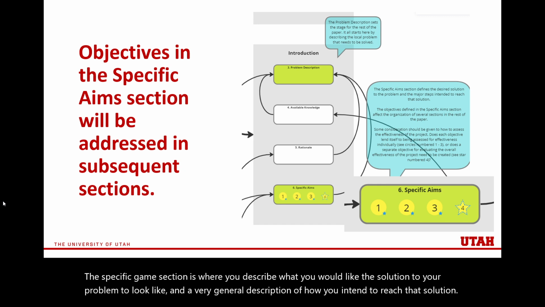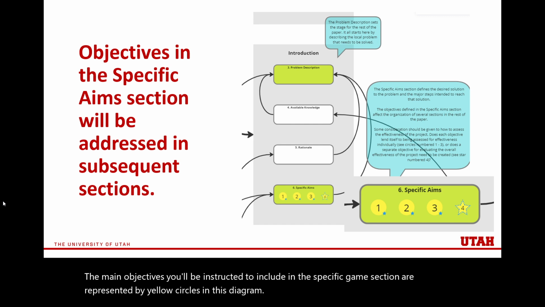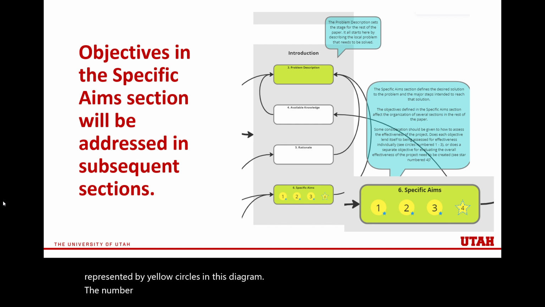The main objectives you'll be instructed to include in the specific aims section are represented by yellow circles in this diagram. The number of objectives will depend on the needs of the project. I use 3 here for illustration purposes.